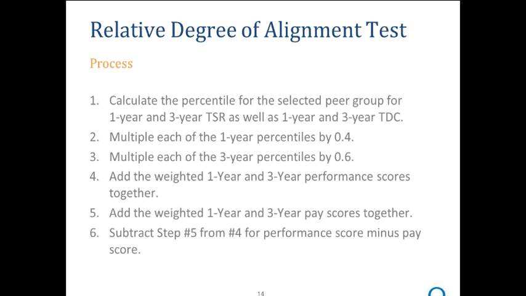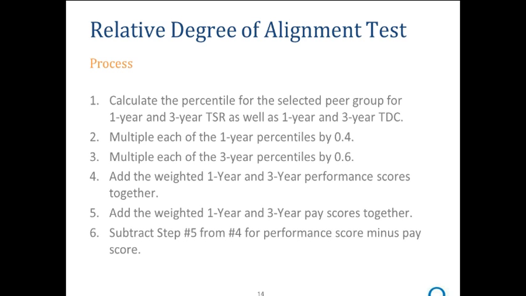For each of the 1 year TSR and the 1 year pay, you multiply those percentiles by 0.4, which is a weighting that ISS has provided. And you multiply the 3 year TSR and the 3 year pay by 0.6. Add the performance scores together, add the pay scores together, and then subtract the pay score from the performance score. And that's going to give you the end result of this test, which is some number between -100 and 100.